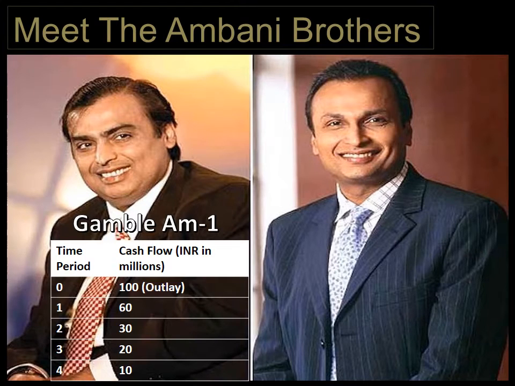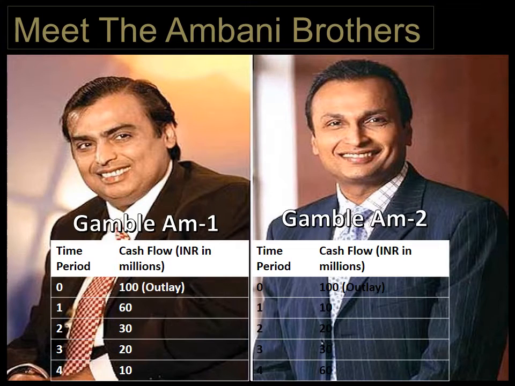Mukesh Ambani has a new project for you. It's called Gamble AM1. Mukesh Ambani says he needs 100 million rupees. Today, that's your initial outlay. At the end of year 1, he promises that he's going to be giving you 60 million. At the end of year 2, 30 million. At the end of year 3, 20 million. And at the end of year 4, 10 million.